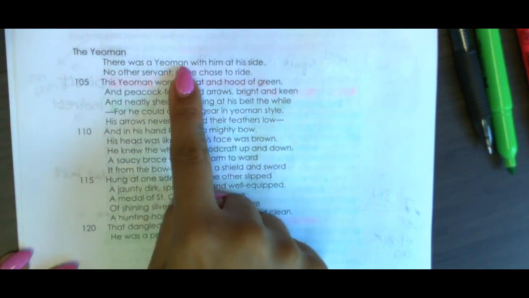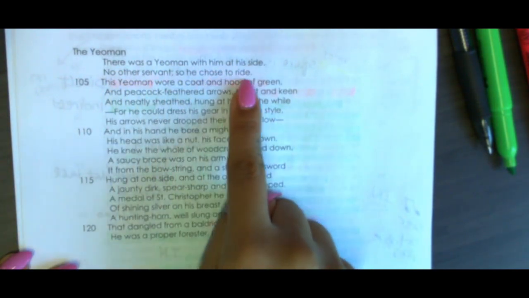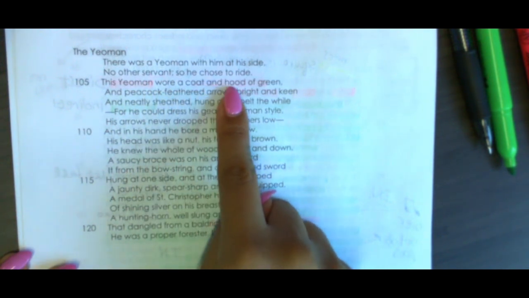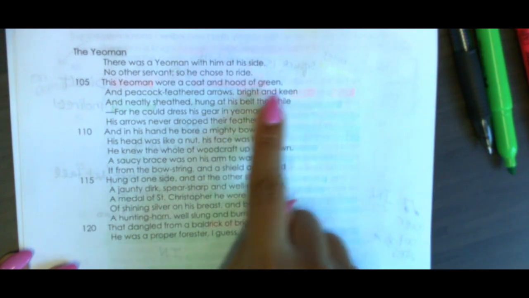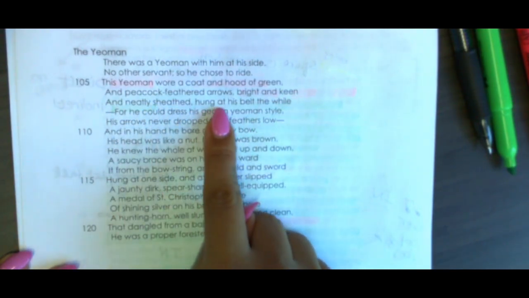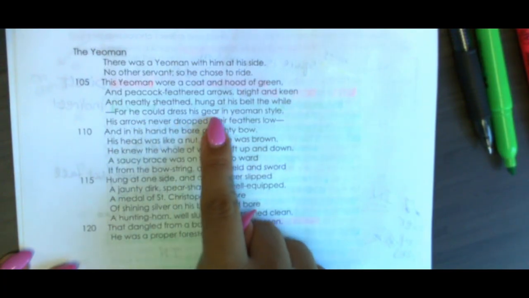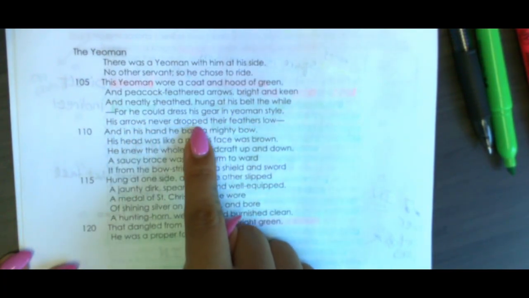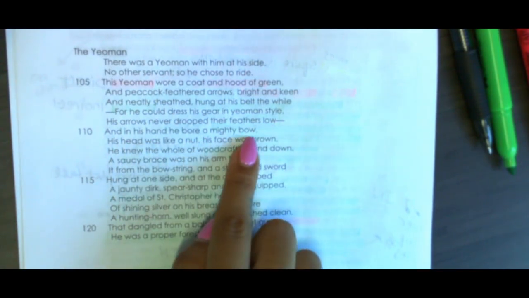There was a yeoman with him at his side, no other servant, so he chose to ride. This yeoman wore a coat and a hood of green, and peacock-feathered arrows, bright and keen, and neatly sheathed, hung at his belt. The while, for he could dress his gear in yeoman style, his arrows never dropped, their feathers low, in his hand he bore a mighty bow.